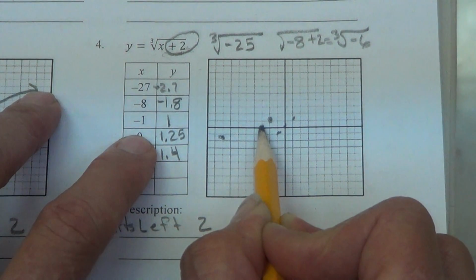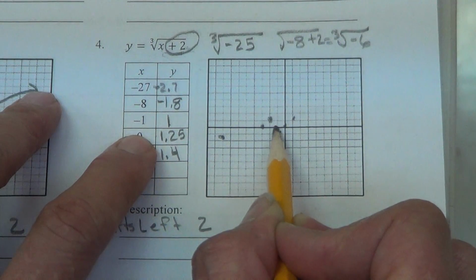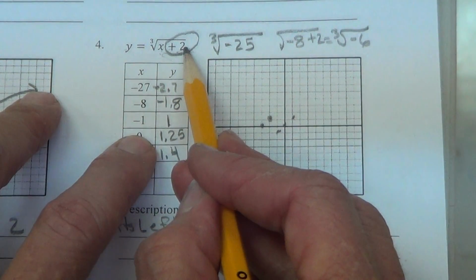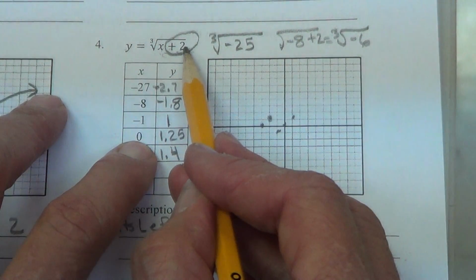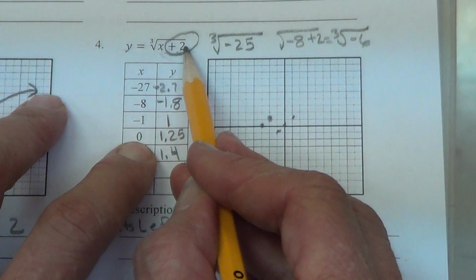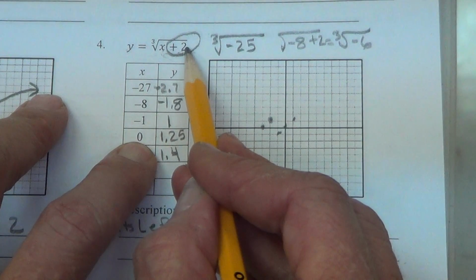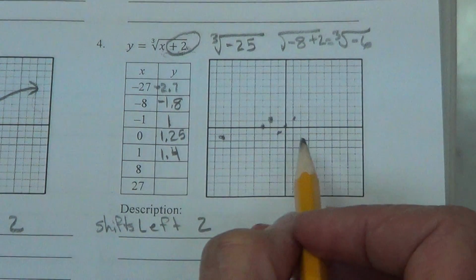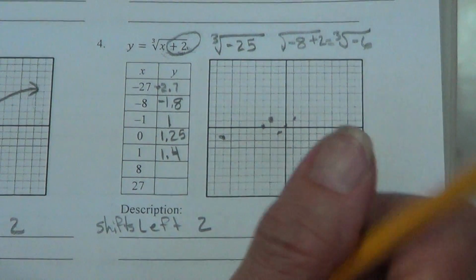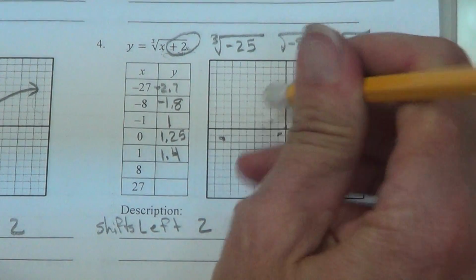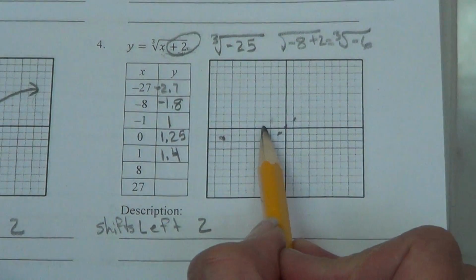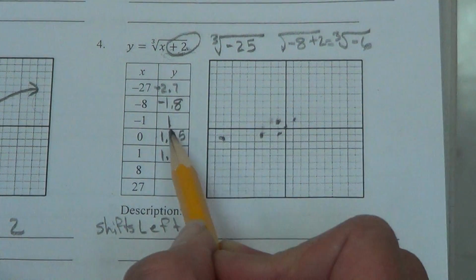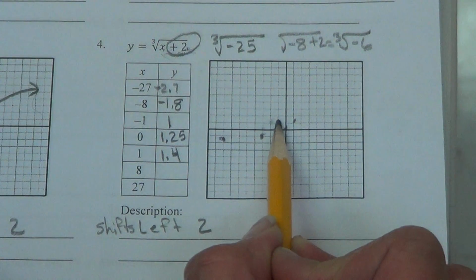So this right here would be negative 3. So negative 3 plus 2 is negative 1. Cube root of negative 1 is negative 1. This one being negative 1, 1 should be there.